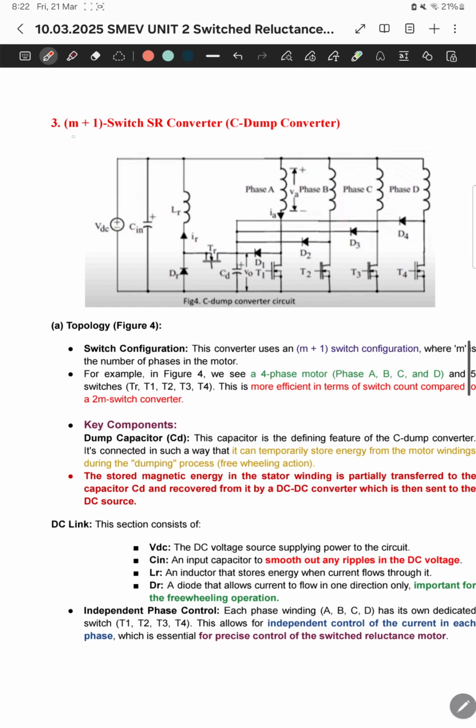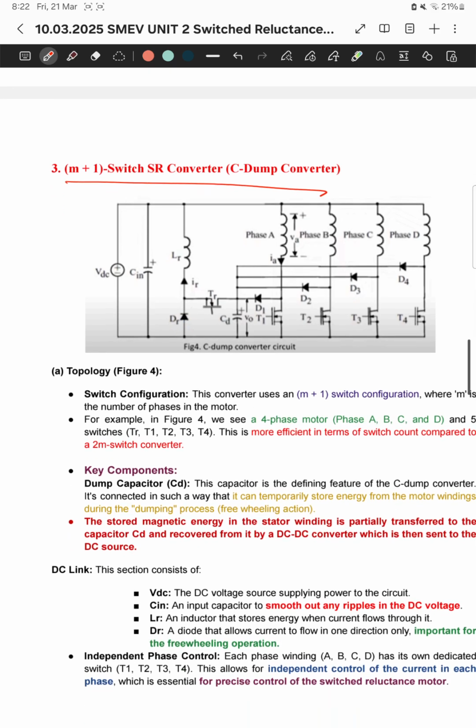Let's quickly proceed to the third type, the M+1 switch converter. It is the C-dump converter. What are the drawbacks that we see in the R-dump converter? The power is wasted in the resistor, and it's not fed back to the supply. We'll try to make use of the power that is stored in the winding when the switches are off.